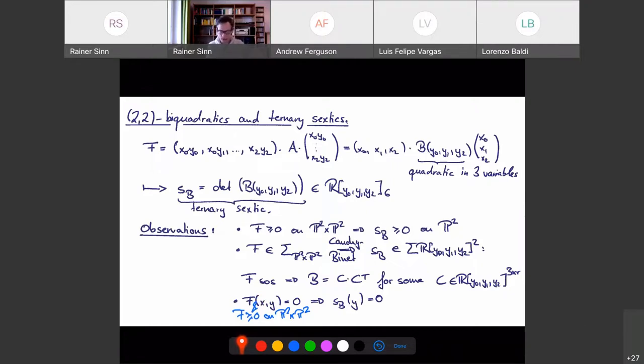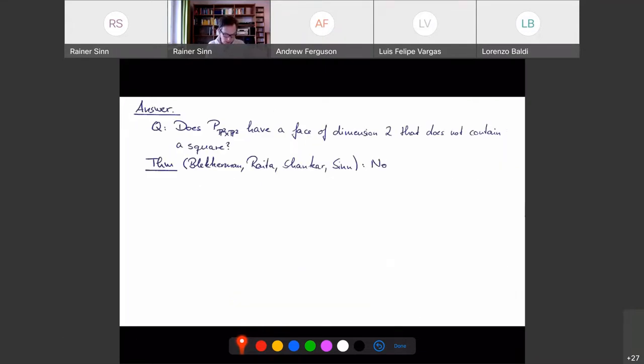Okay. So these observations are exercises, this is some yoga, you have to get used to this kind of thing. They're not hard, but maybe it requires some digesting of all these definitions. Okay, and then let me give you the answer. So the answer is we're in the left case, so this cone of non-negative polynomials does not have any faces of dimension 2 not containing a square. So every two-dimensional face contains a square, or a sum of squares at least. Anyway, I never know where to put the negation to make this more clear.